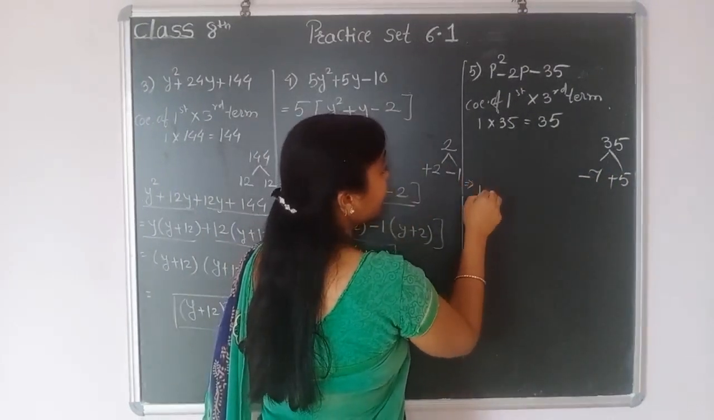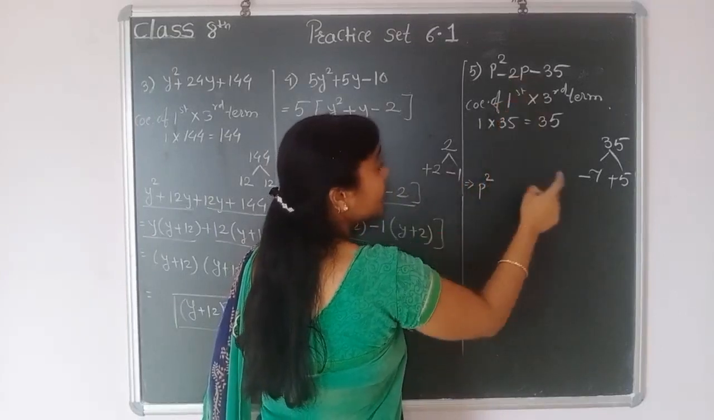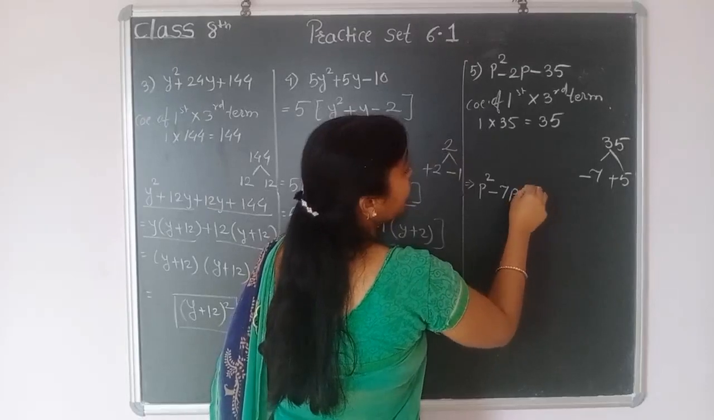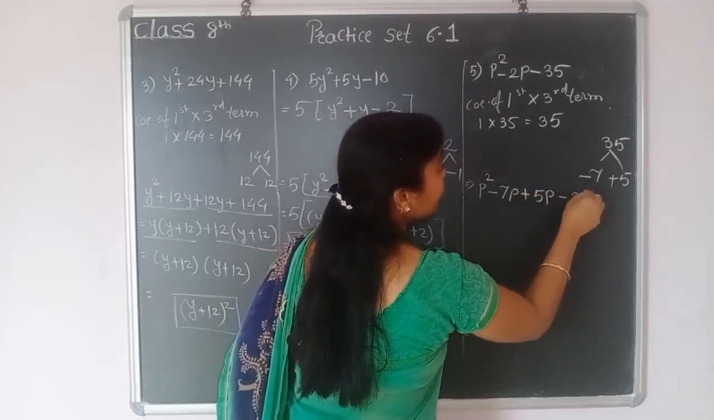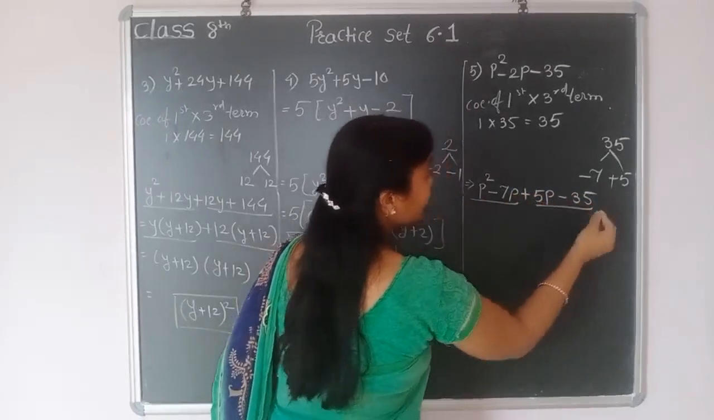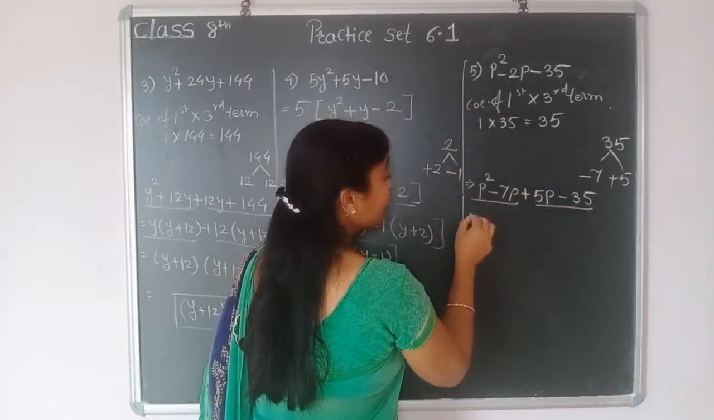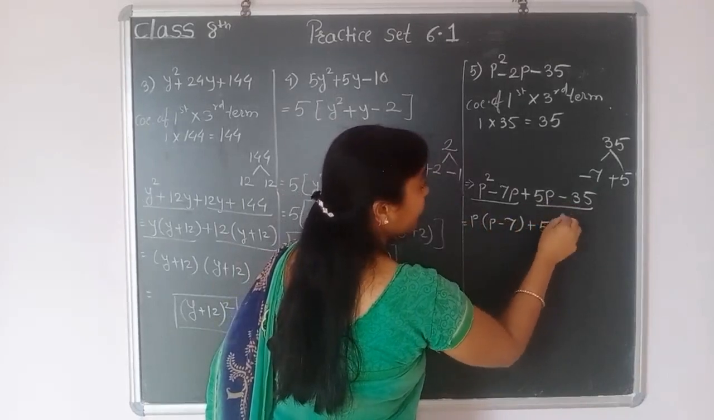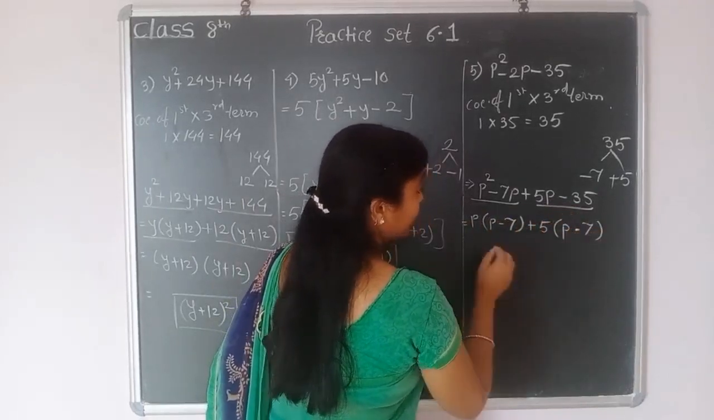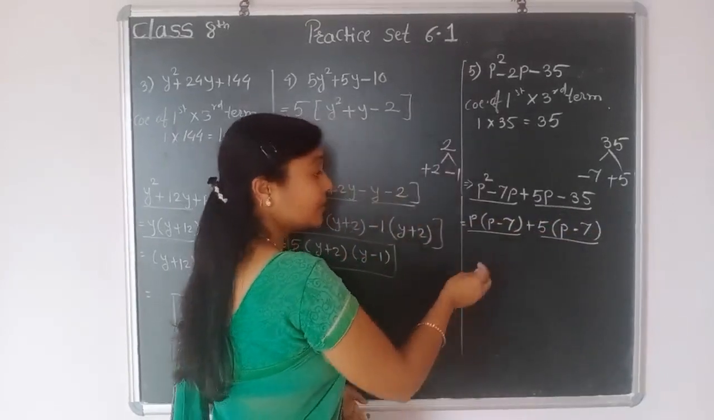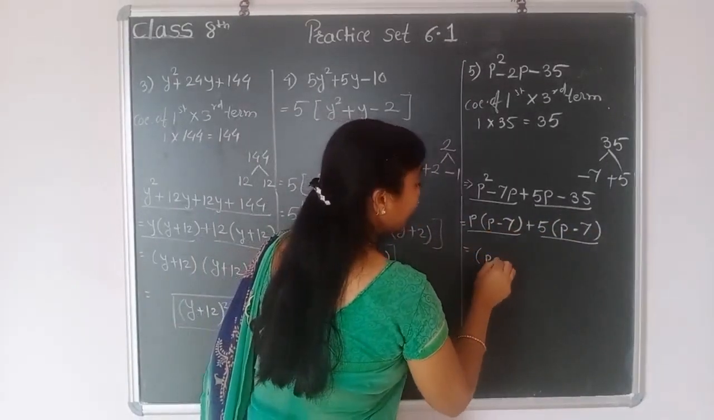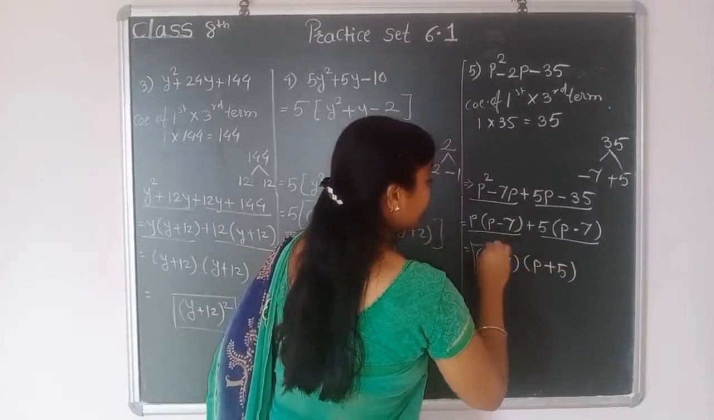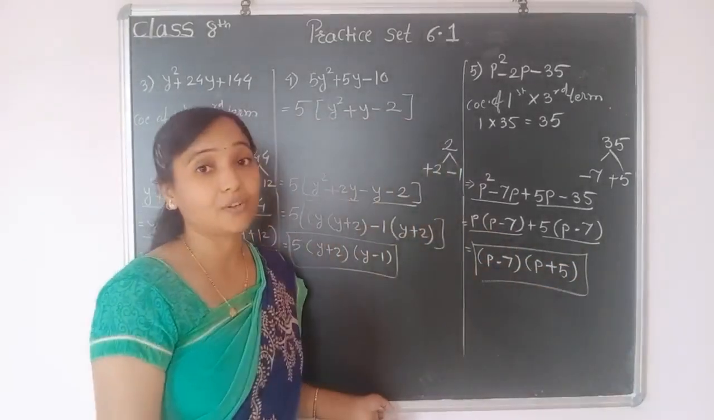Then you write down our trinomial and split the middle term in these factors: p square minus 7p plus 5p minus 35. Again make two pairs. Common is p minus 7. Here common is 5, then p minus 7. Again one bracket is common, p minus 7, and another bracket p plus 5. These are the factors of the given trinomial.